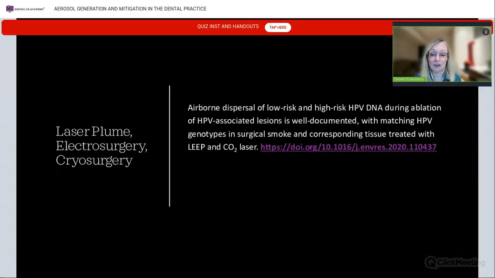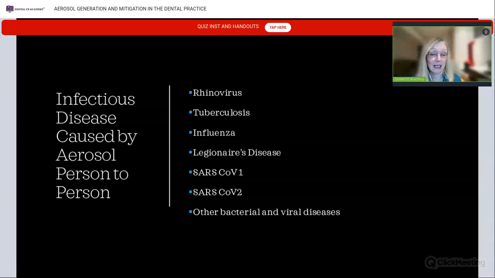And this was a case where gynecologists that were removing HPV lesions with either LEEP or CO2 laser, generating laser plume and then inhaling it, developed HPV lesions in the oropharyngeal area, and they were serotyped to be the same source. So very important if you are using lasers in your practice that you have the correct source control as well as ventilation in your practice. And again, I would recommend looking at monitoring your dental air quality in your practice. You might be very surprised.